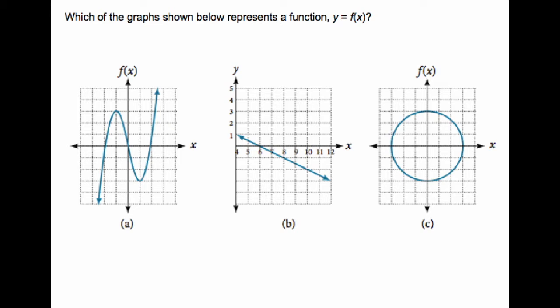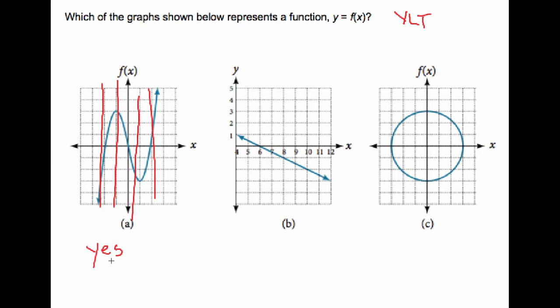Which of the graphs shown below represents a function? Now what we're going to do is apply the vertical line test, which states that if any vertical line intersects the graph more than once, the graph does not represent the graph of a function. So look at the graph on A. No matter how we sketch the vertical lines, each vertical line will hit the graph only once. So that means for X, which is the input, it will correspond to only one Y, which is the output. So this particular graph is the graph of a function.